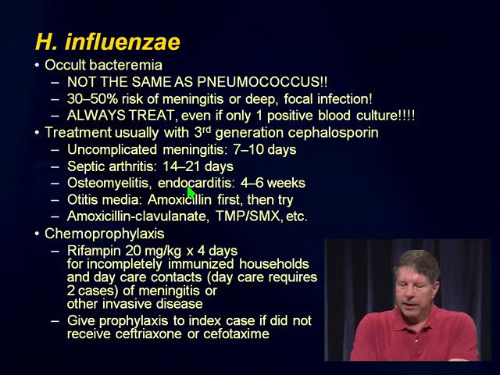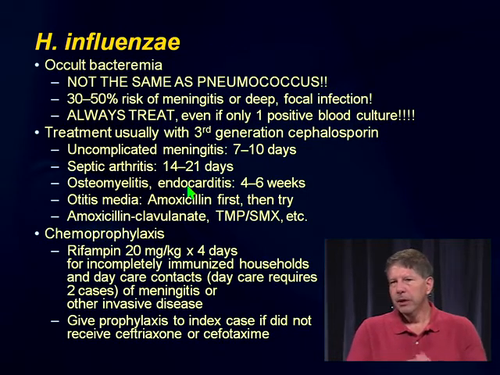All right, some other things with H flu, occult bacteremia. Okay, if they tell you a kid is growing, the kid looks fine, they have fever, and they said, oh, it's just an occult bacteremia with H flu, you need to jump on it. Okay, it's not the same as pneumococcus. These kids have a 30-50% chance of having meningitis or developing a deep focal infection. You always treat H flu, even if it occurs just by itself.